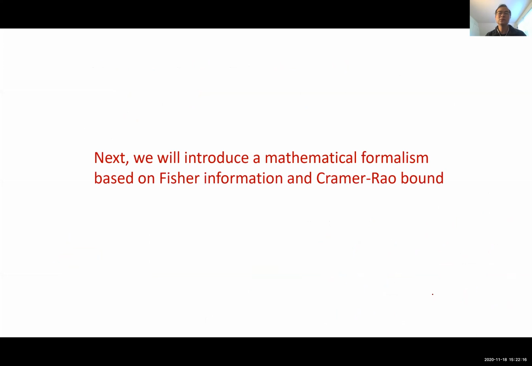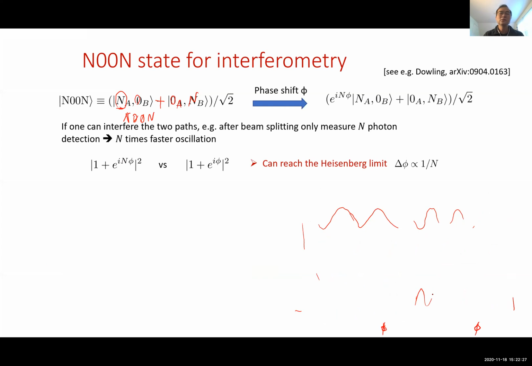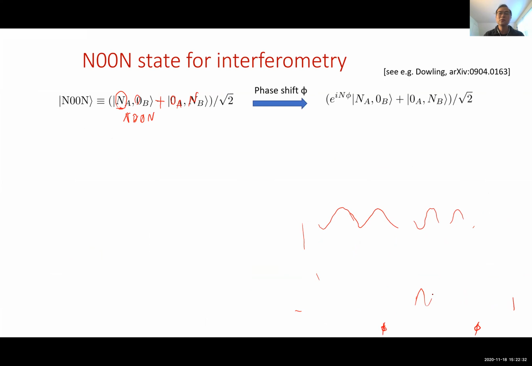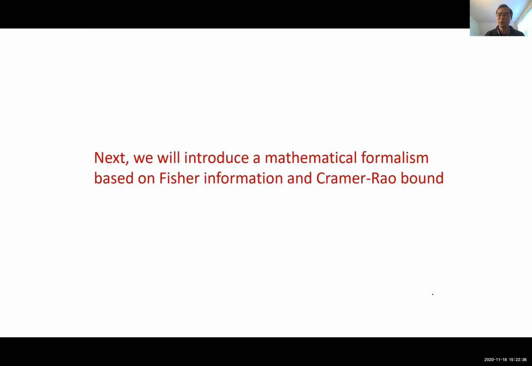Okay. If there's no question, I'm going to introduce a more mathematical formalism. So far, we have been rather hand waving using the uncertainty relation, right? And we try to argue a few different cases. So there is a mathematical formula which is more rigorous. It's based on the so-called Fisher information and Cramer-Rao bound.